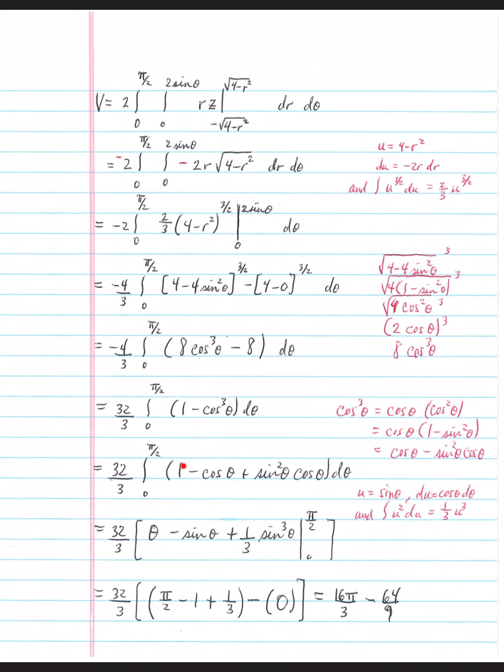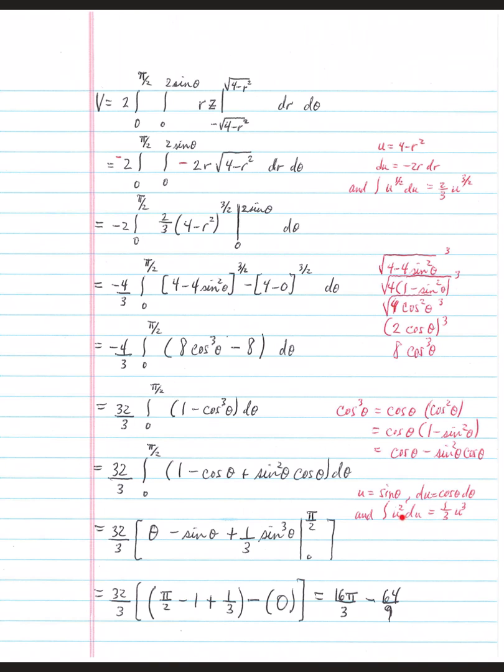The antiderivative with respect to theta will be theta minus sine theta. This part is another u sub. If I let u be sine theta, its derivative is cosine theta d theta, which is precisely the rest of the problem.